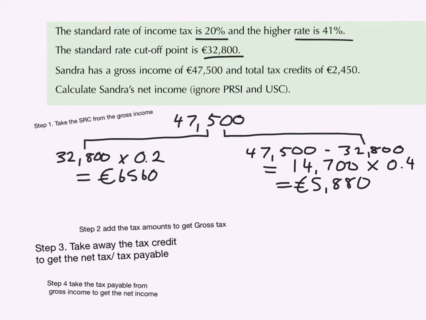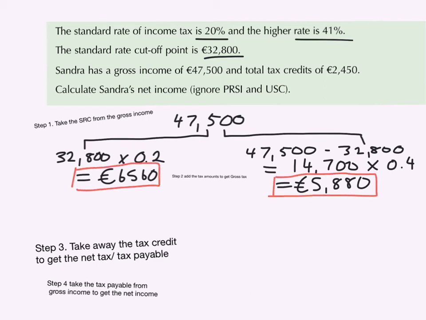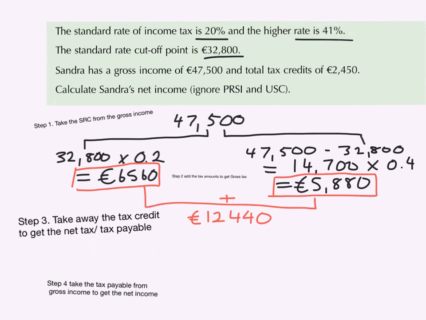Okay, my next step is going to be that I add these tax amounts to get the gross tax. I know that's a little bit small now, but you can see it. So I'm going to take this amount here, I am going to take this amount here, and I'm going to add those two together to get my gross tax. So when I do that, plus 6,560, I get 12,440.